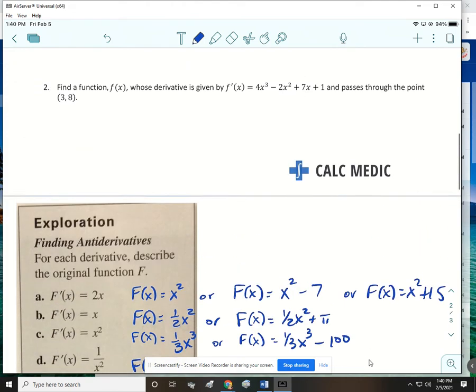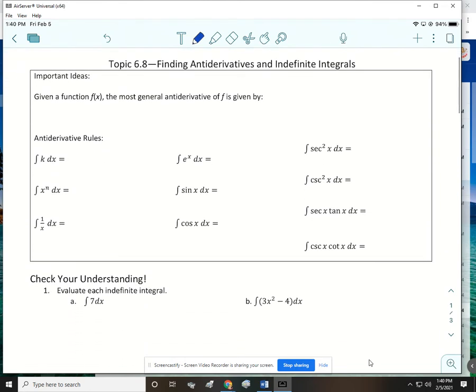All right. So what we're going to start doing today is finding antiderivatives or indefinite integrals. And so some important ideas. If we're given a function f of x, the most general antiderivative is given by the integral. It's an indefinite integral if we don't have an upper and lower limit. So the integral of f of x dx is equal to capital F of x plus c, where F prime of x is equal to f of x.